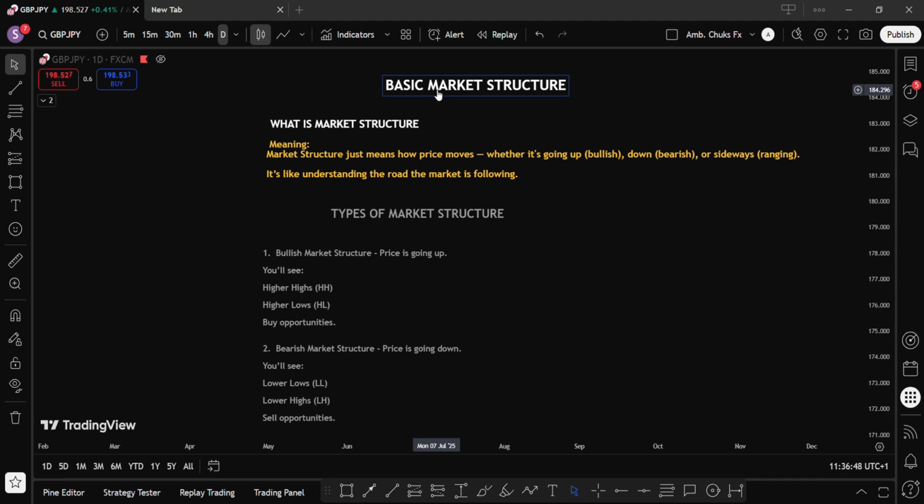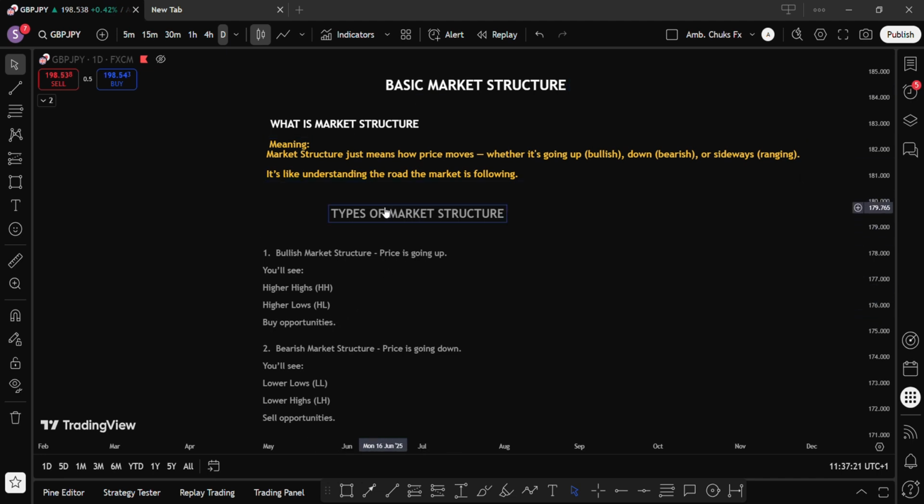So whether it's going up, which means bullish, whenever you hear price is bullish, it simply means price is buying or price is going up. When you hear bearish, it means price is down or price is selling. Whenever you hear sideways, that means price is ranging, it's consolidating, it's not going up, it's not going down, so it's just within a particular range. I don't know if you understand. So understanding market structure simply means understanding the road of the market or following the road of the market. I don't know if you are following very well.